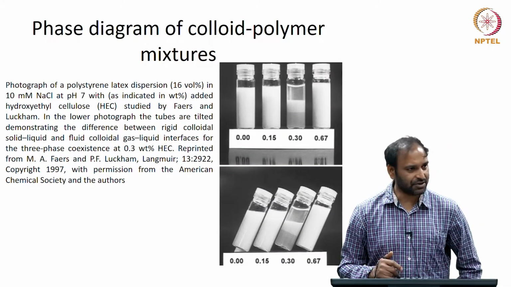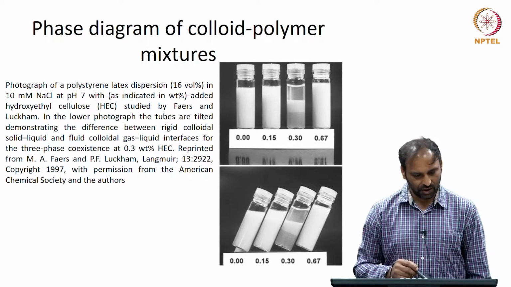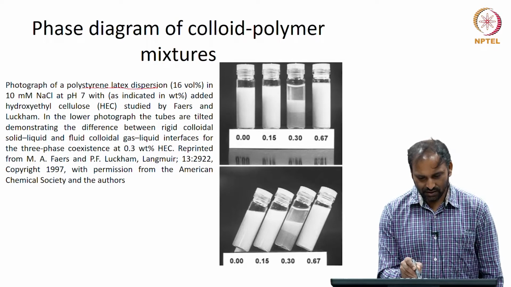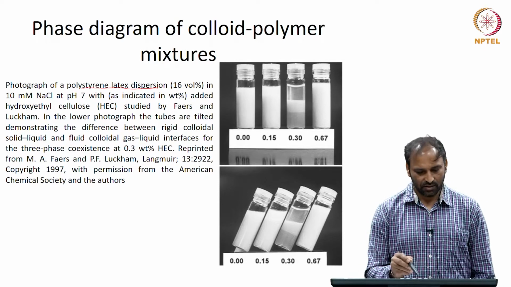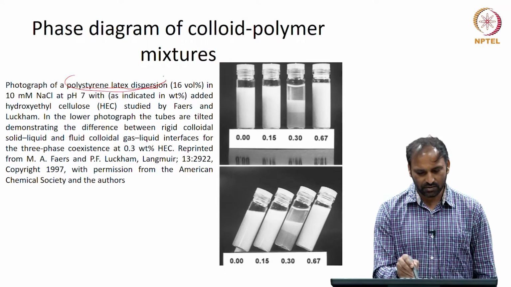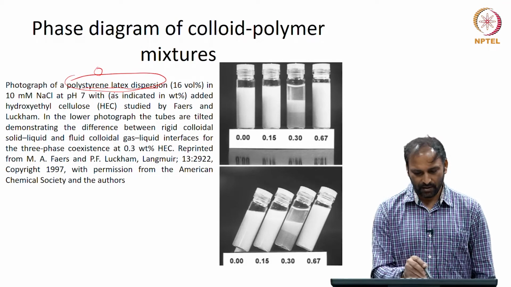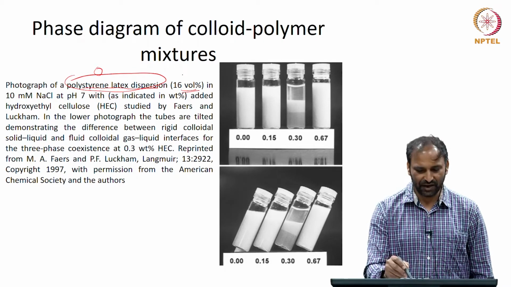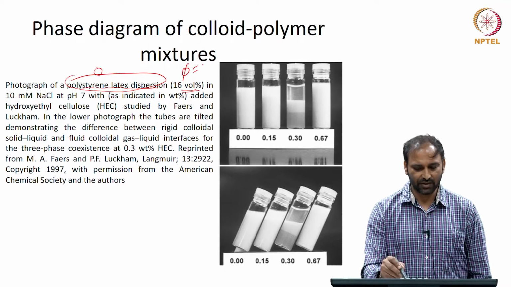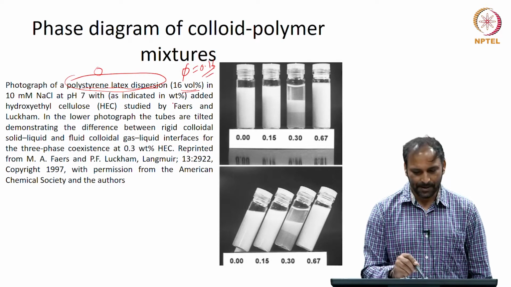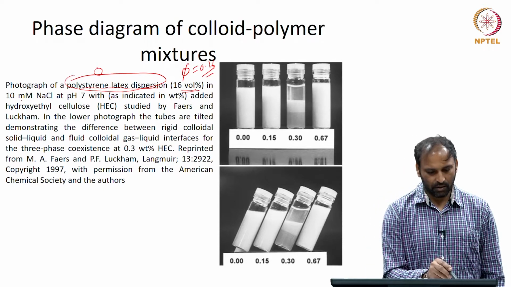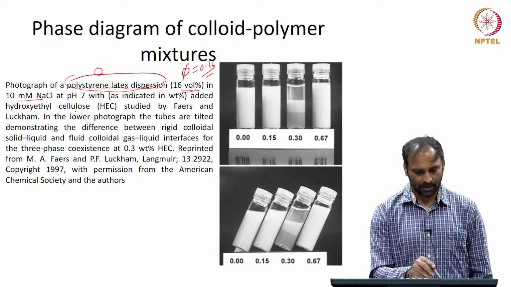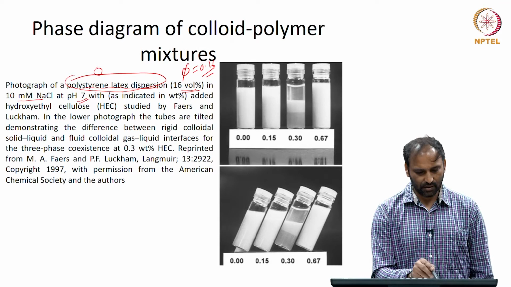These are some examples from literature, again taken from the book that I just mentioned. This is a photograph of polystyrene dispersions. These are polystyrene particles, they are spherical particles, and they are 16% in volume. I talked about this phi, right? Phi is the volume fraction. The volume fraction is going to be 0.16 in this case. They are in 10 millimolar NaCl. There is some salt in the system, and everything is at pH 7.